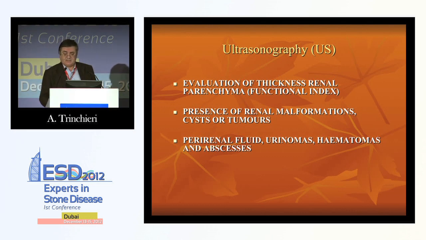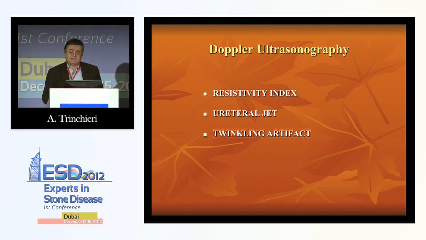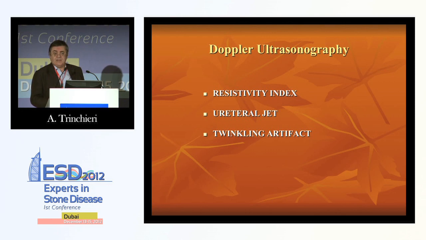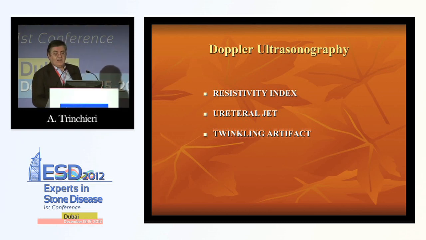And the use of the Doppler ultrasonography can give some additional information on renal function by resistivity index and by the demonstration of the ureteral jet. And it can also enhance sensitivity by the demonstration of the twinkling artifacts that you can see on the right of the slide, that can also detect stones that are smaller than 5 millimeters.